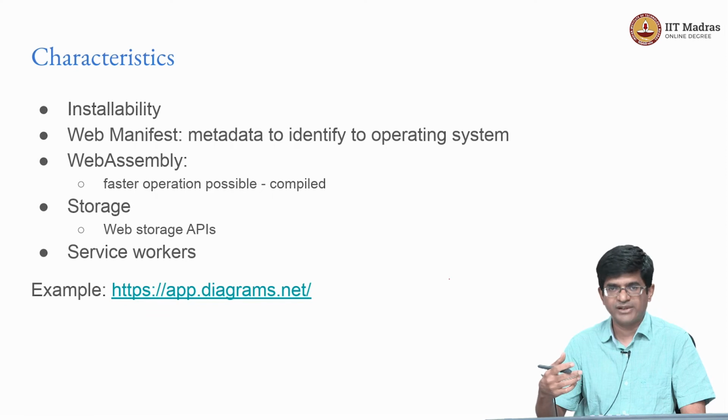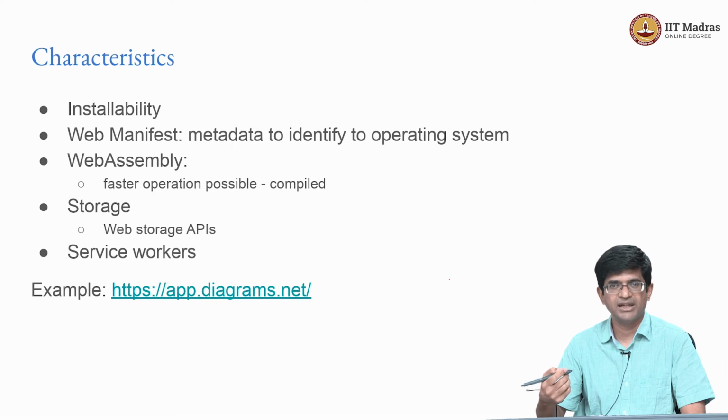So there are a number of characteristics that define PWAs. One of them is the fact that it can be installed, and I'll show you an example of that in a moment. There is something called a web manifest that needs to be provided with each PWA. This is basically metadata that helps to identify the application to the operating system and gives some details about the application. In a lot of cases, these PWAs nowadays especially are beginning to use WebAssembly.